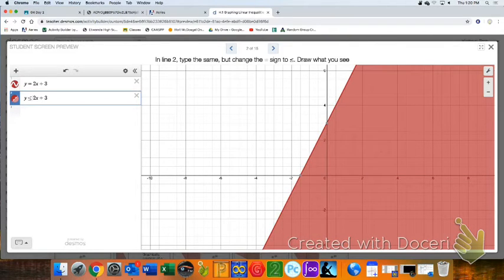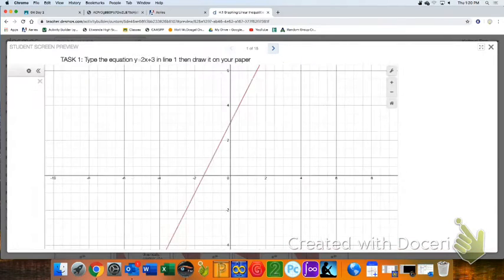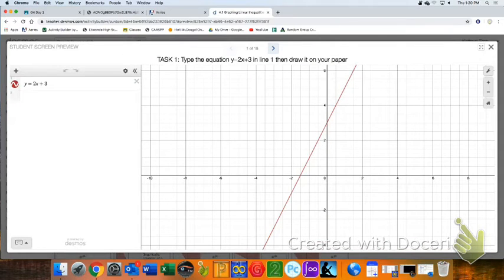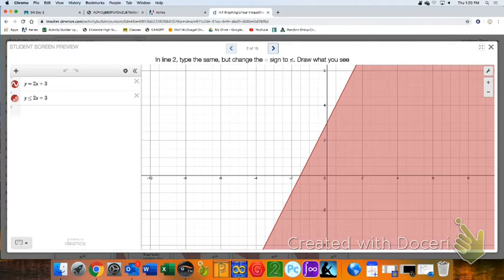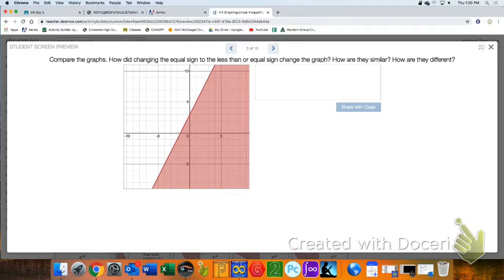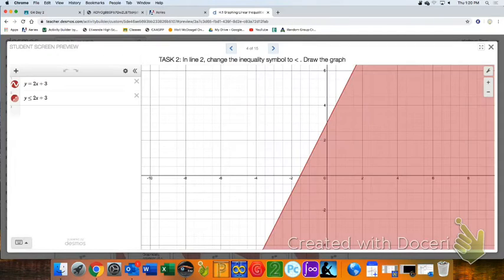So, on your first graph on your paper, you should have this picture from slide 1. On your second graph on your paper, you should have this picture from slide 2. Correct? What does it say to do in slide 3? Oh, slide 3, we're just talking about what we just did. You can type that in and write it on your paper. What does it say to do for task 2 here then?